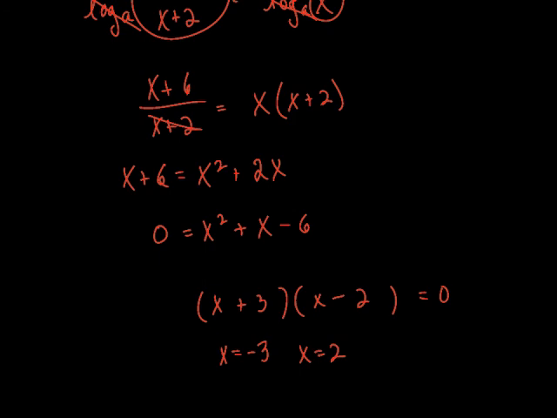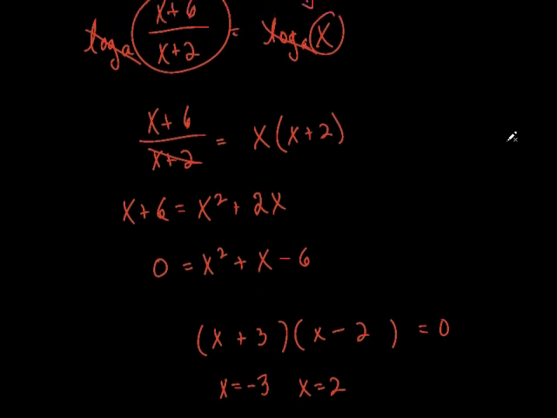But do we use both of those answers? No, we don't, because you can't take the log of a what? Of a negative, okay? So we're going to just get rid of that one. We're going to keep this one, and that would be your answer. Why can you not take a log of a negative?